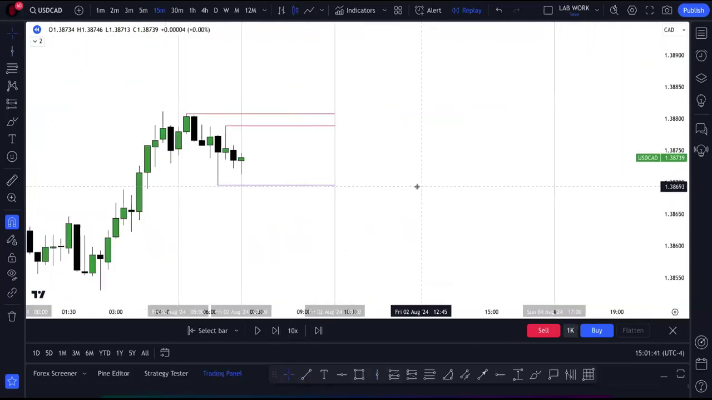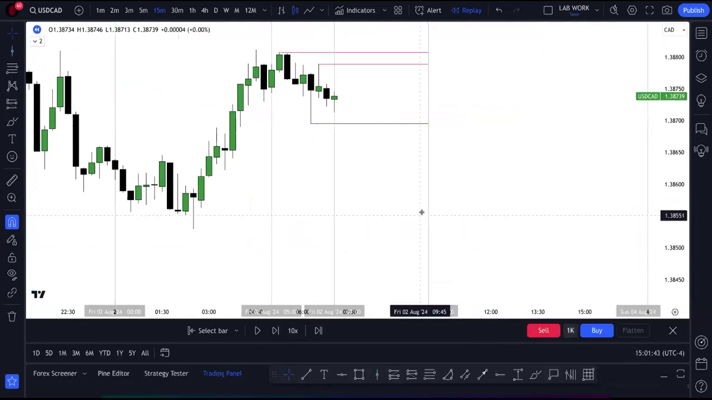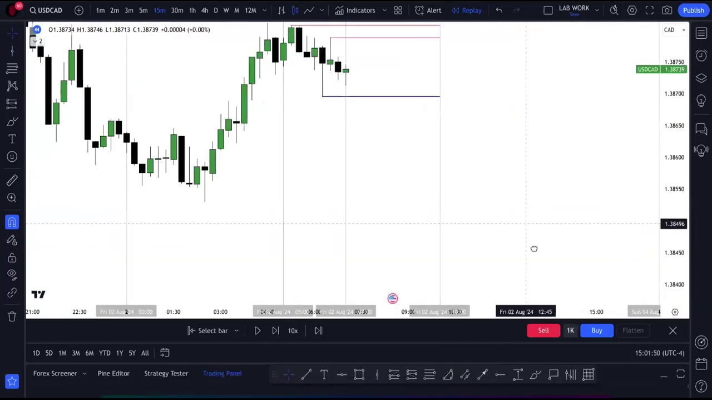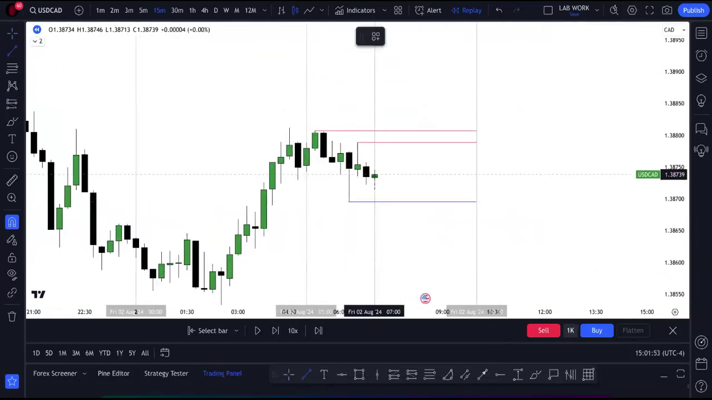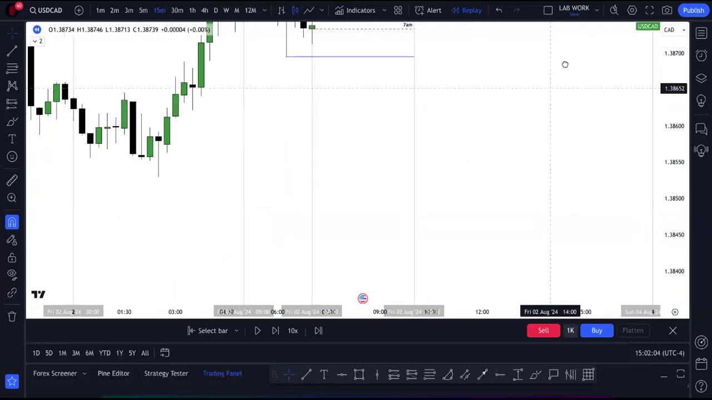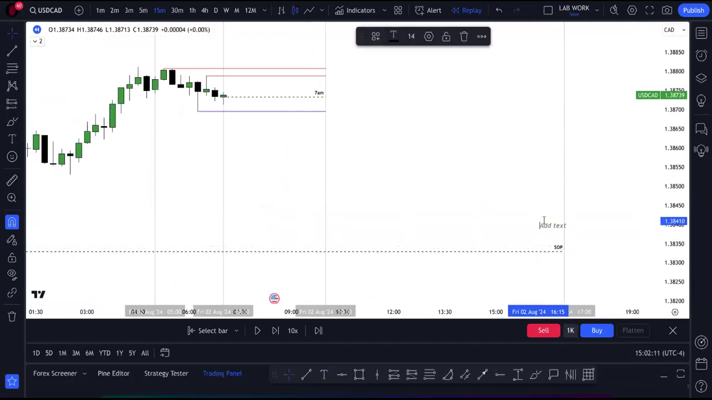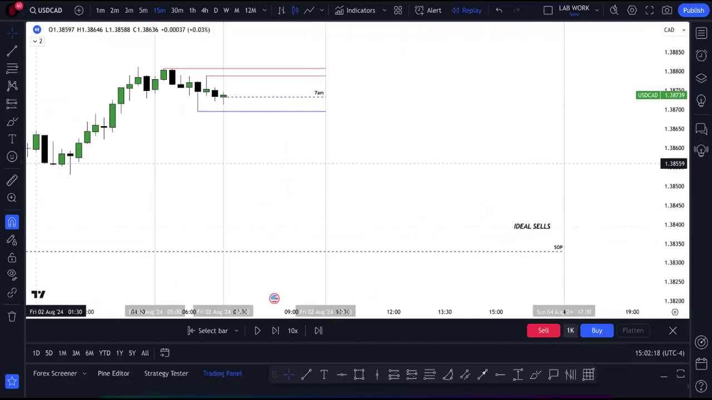All right. So we got our buy side and sell side liquidity pools. We got NFP. Put the news event on here. There we go. Okay. 7 a.m. All right, nice. And we are well above Sunday's opening price. See that? What do we say about that? Ideal sells occur above it.